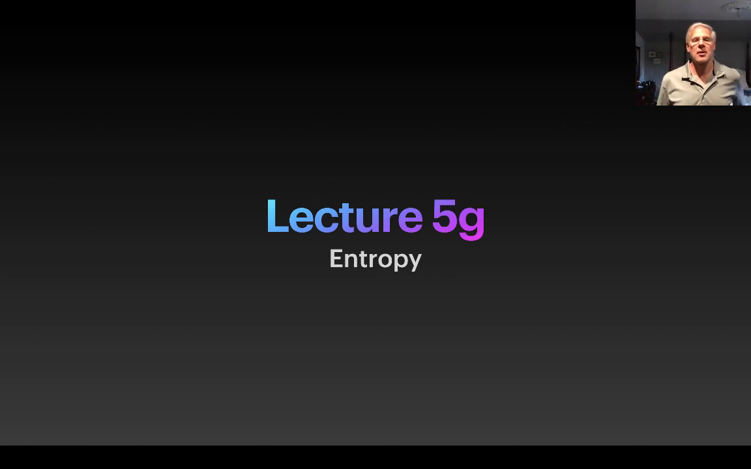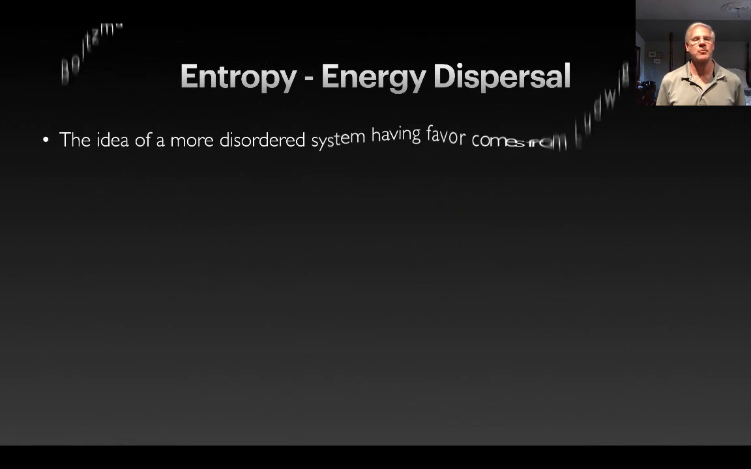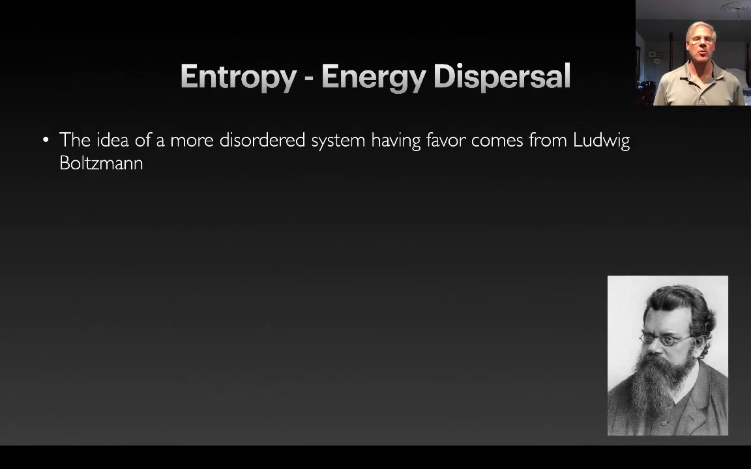Well, let's continue our thermodynamics lectures and start to talk about entropy in quite a bit more detail. So we talked a little bit about what entropy was. We talked about how it was really a measure of disorder, looking at energy, how many energy states are occupied versus how many are available. This whole idea of a disordered system having a greater amount of favor comes from a gentleman named Ludwig Boltzmann, and quite ahead of his time as far as how he perceived this idea of disorder.